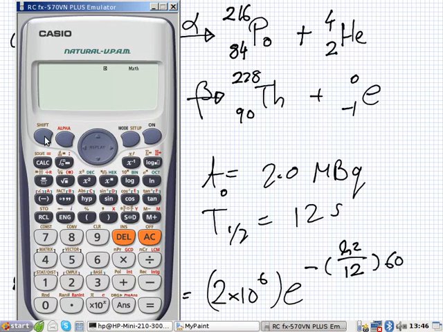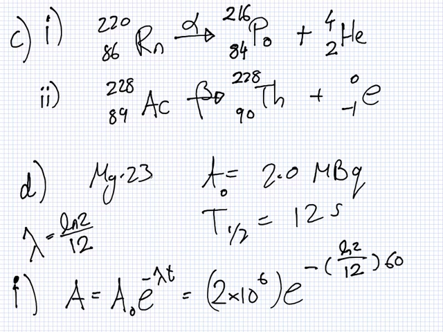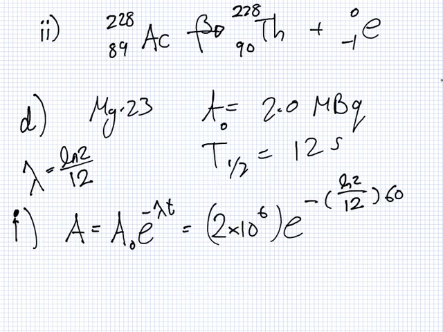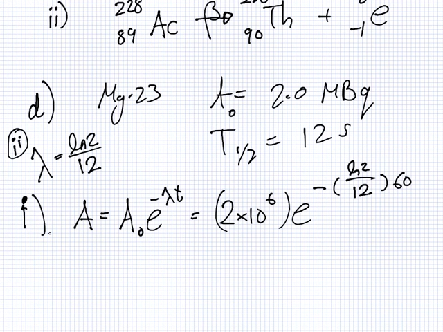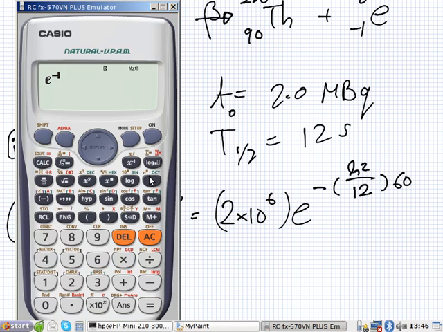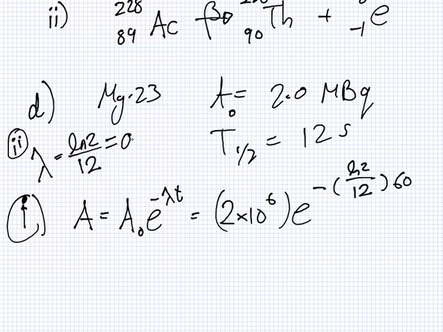Part 2 says determine the decay constant of the sample. So this is an excellent example of where it's more convenient to do the second part first, because we need the decay constant for the first part. It is quite weird. So let's get the decay constant first. ln 2 divided by 12 gives 0.0577. And the units?